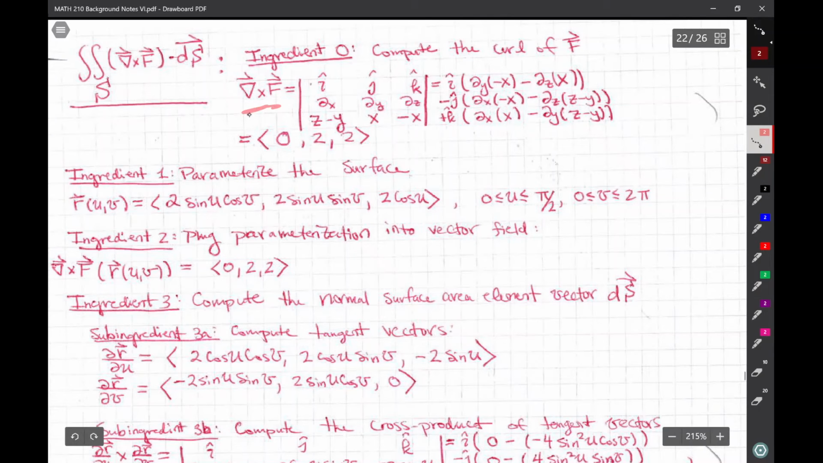So you take the curl of F, okay, and if you do that, you get 0, 2, 2. And it's a nice simple vector field there. That's a constant vector field. It didn't have to be that way. And then you carry on with the formal steps of computing a surface integral of a vector field. You parameterize the surface. Here we have a hemisphere of radius 2, and we could use the parameterization borrowing some intuition from the spherical coordinates.